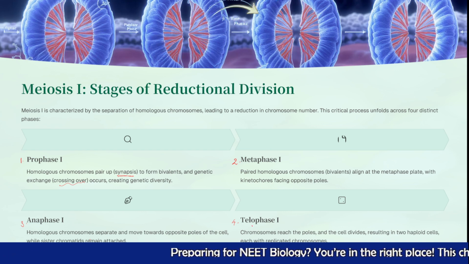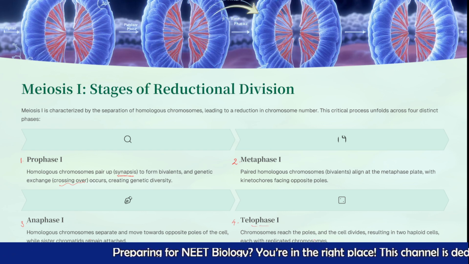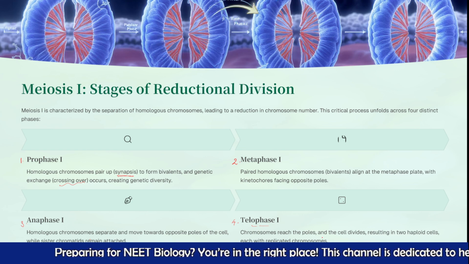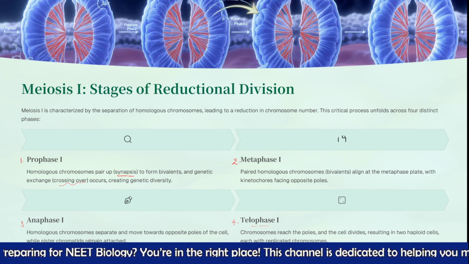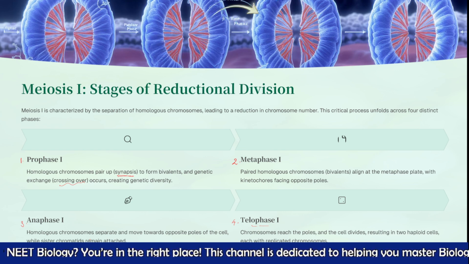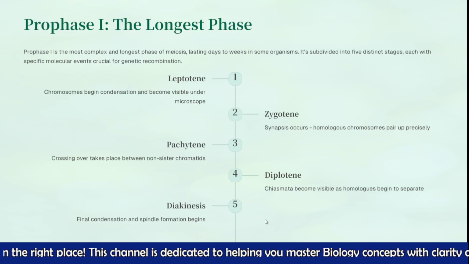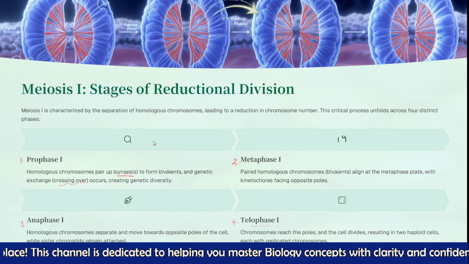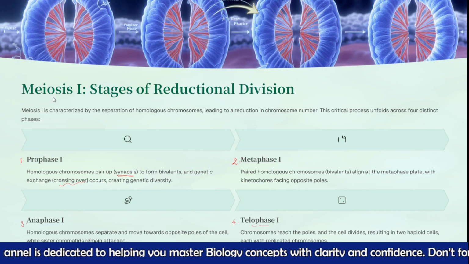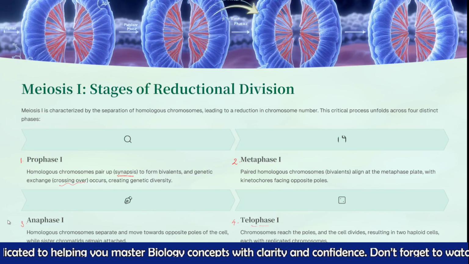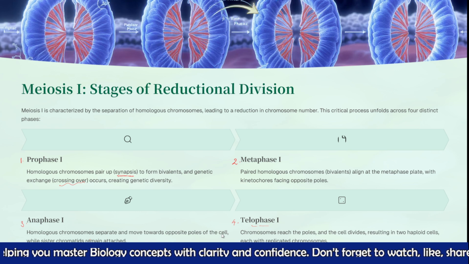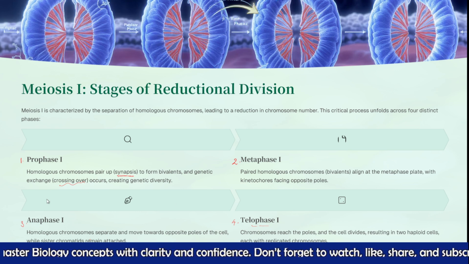And then the last phase, telophase: the nuclear membrane reforms, and the nucleus goes to both the poles. Okay, telophase. So that's the overall stages of meiosis 1: prophase 1, metaphase 1, anaphase 1, and telophase 1. Let's discuss them one by one.